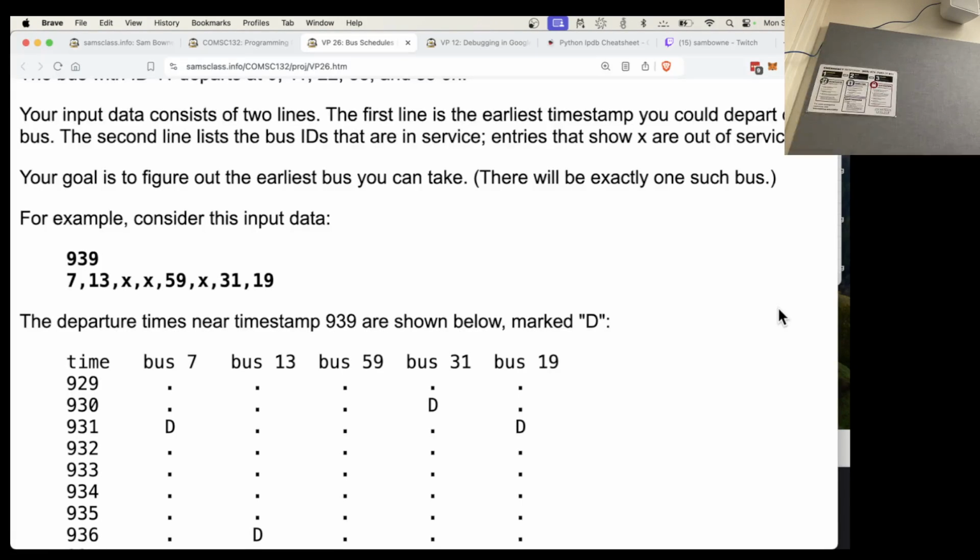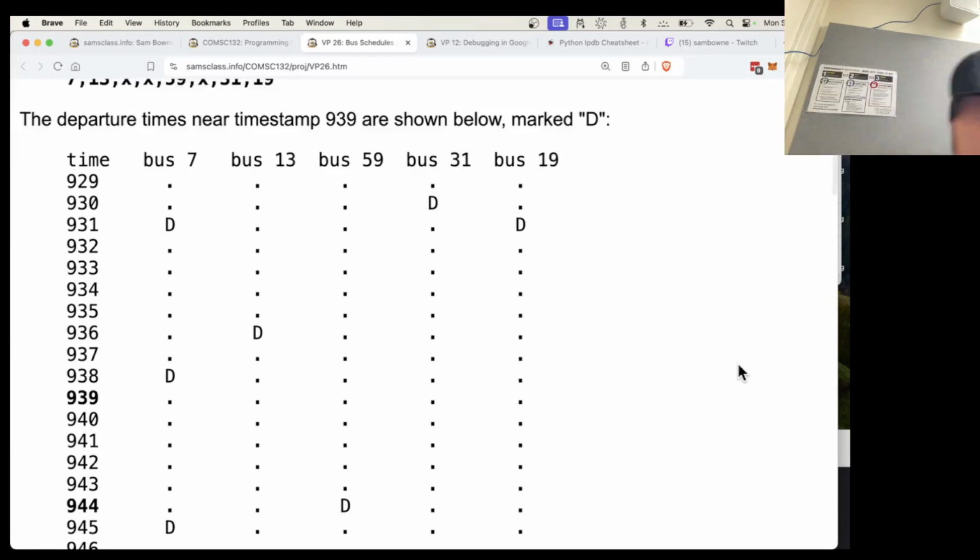So now I want to find out what is the first bus I can catch after time 939. I don't care which one it is, but I want to figure out which one it is. So here's the timestamps near 939. Bus number 7 will hit at 931, and then 938, and then 945, every 7 minutes. Bus 13 will hit here. Bus 59 will hit down there. Bus 31 and bus 19 will hit there.